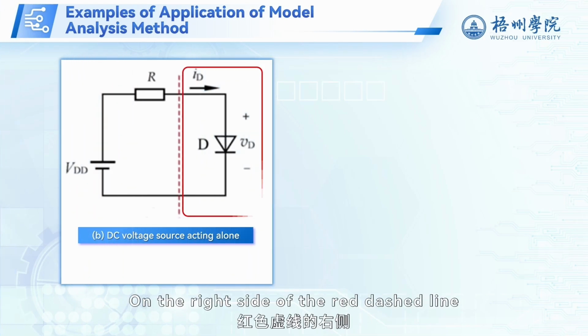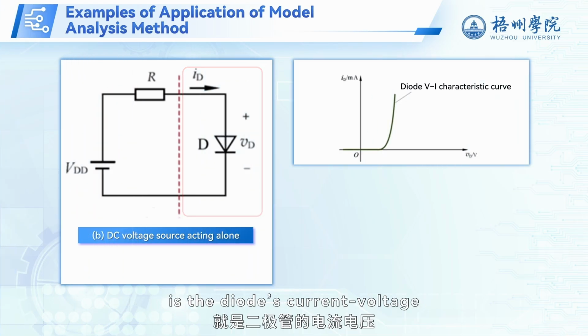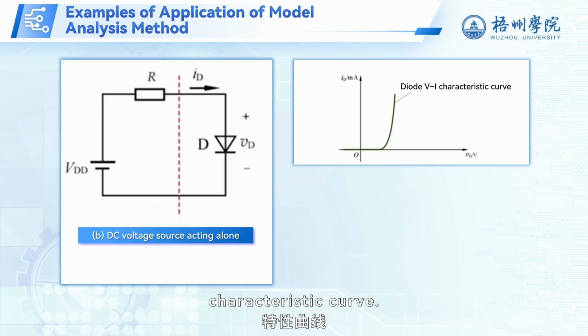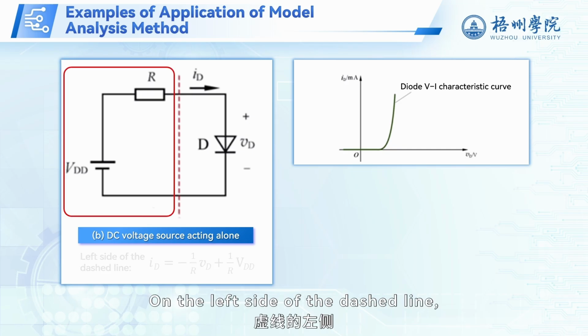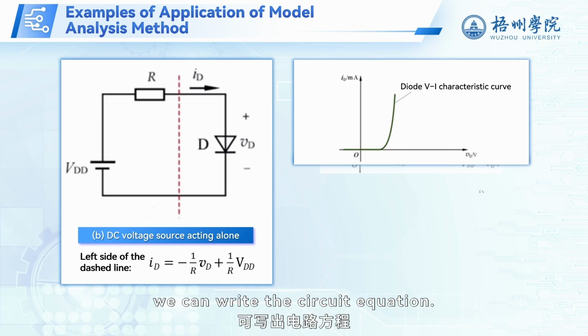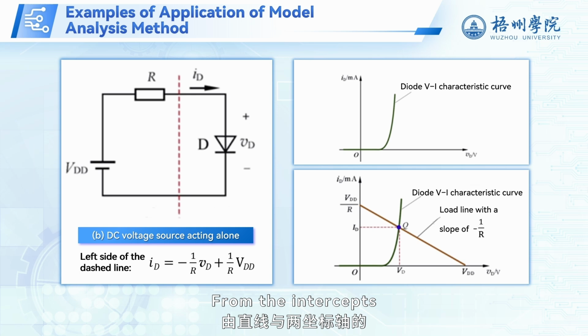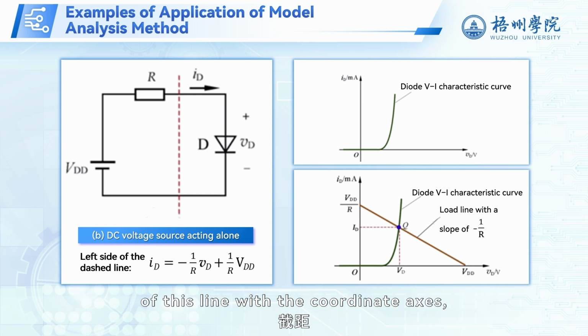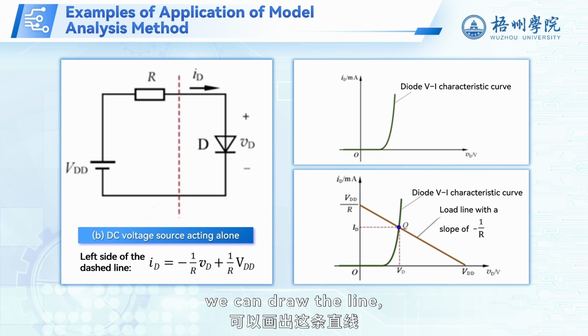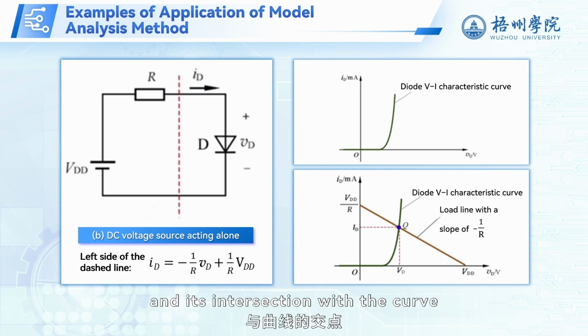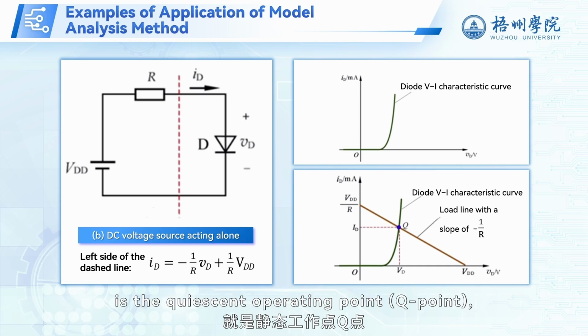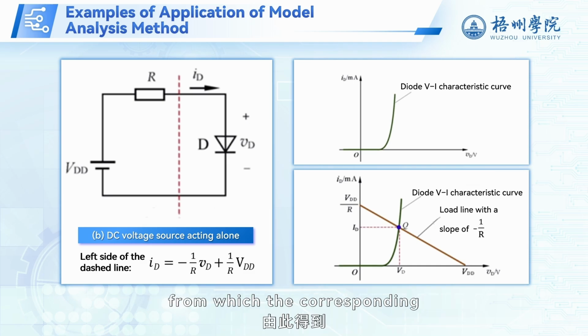On the right side of the red dashed line is the diode's current voltage characteristic curve. On the left side of the dashed line we can write the circuit equation. This equation in the characteristic curve's coordinate system is a straight line. From the intersects of this line with the coordinate axis, we can draw the line, and its intersection with the curve is the quiescent operating point, Q point, from which the corresponding quiescent current and voltage can be obtained.